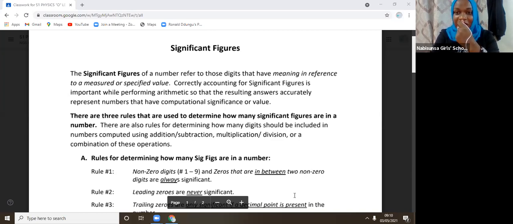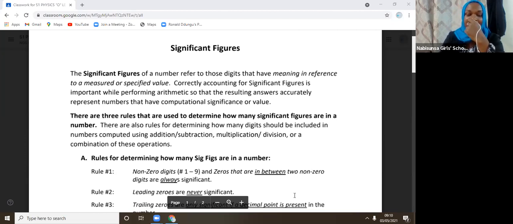Without these numbers or without these figures, the number becomes meaningless. So they have to be necessary. In other words, these are important figures in a number. We have a number, and we have figures that make up a number. Is that okay?